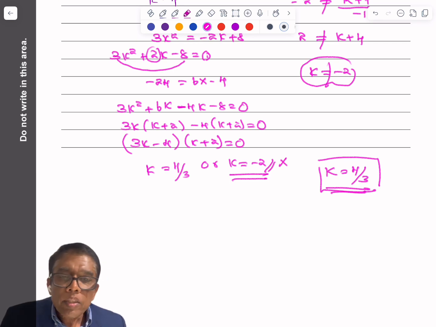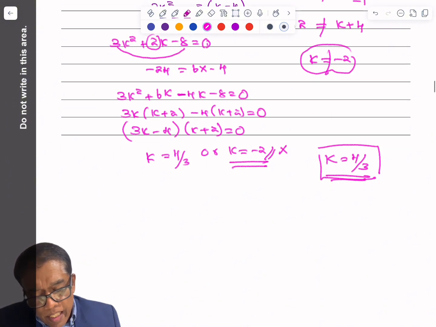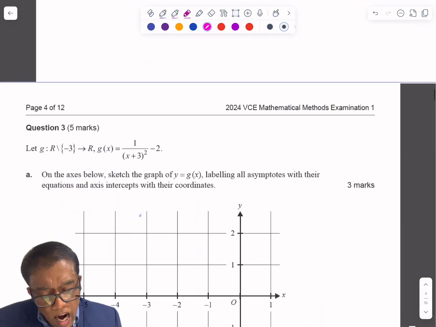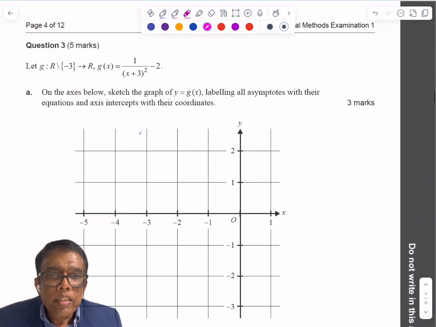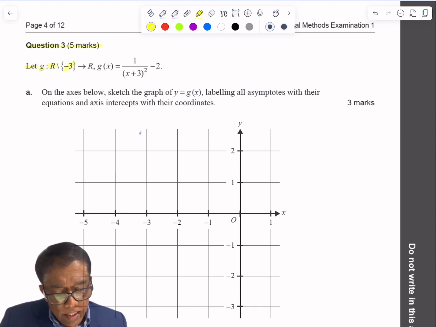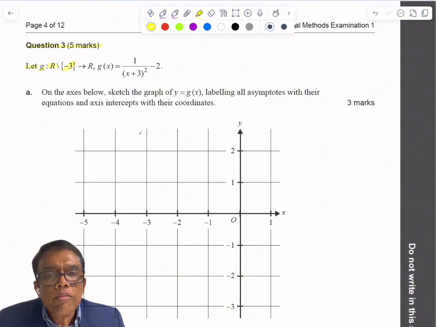Okay, let's go to the third question. It's given that question number 3: let g be a function. The domain of the function is all real values except negative 3, and g(x) is given as 1 over (x plus 3) squared minus 2. Then we have to think about the asymptotes of this function.